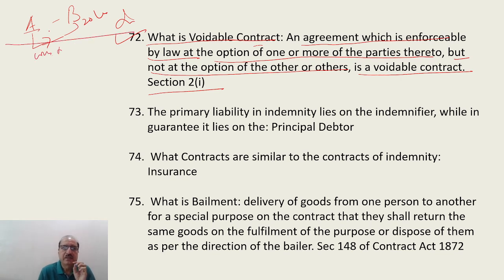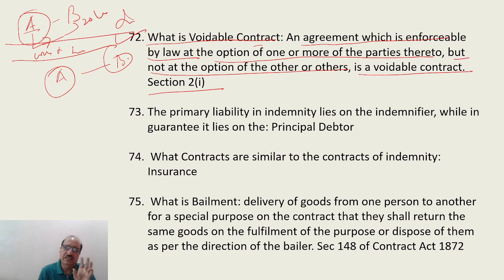But with a condition that I have the option to withdraw this contract anytime. A says, I can refuse to sell you the property anytime, but B has to purchase it if A is ready. Means one party has the condition, not the other party.